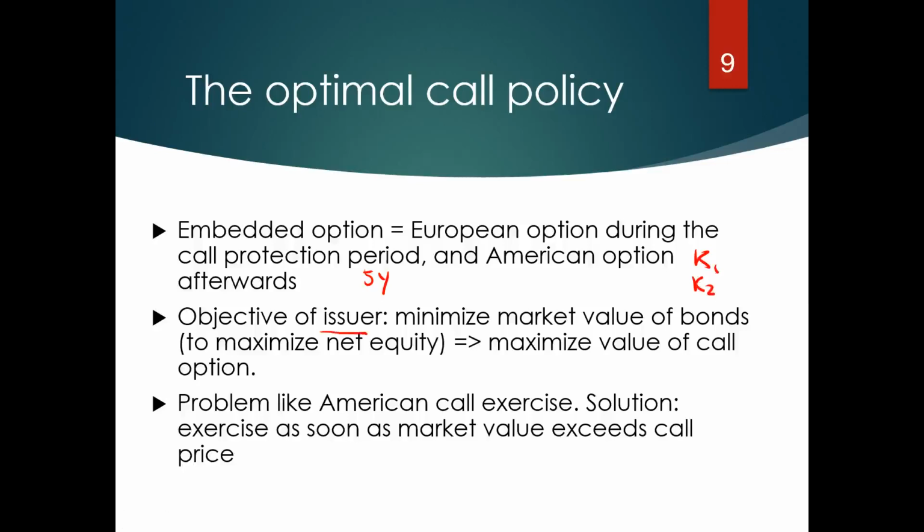What's the objective of the issuer? His objective is to minimize the market value of the bonds. He wants to pay the least possible for the bond. So he wants to maximize the value of the call option. How does he do that? Well, he treats his options like American calls, and then he exercises the option as soon as the market value of the bond exceeds the call price.